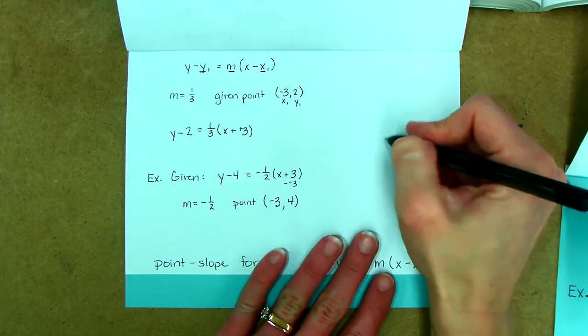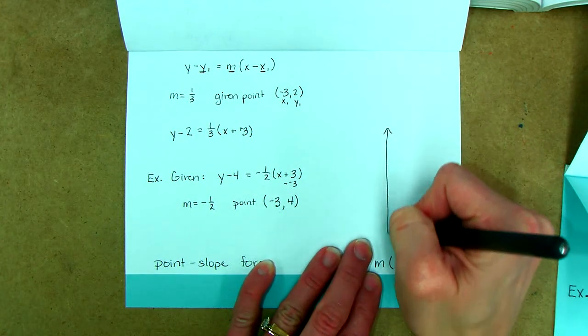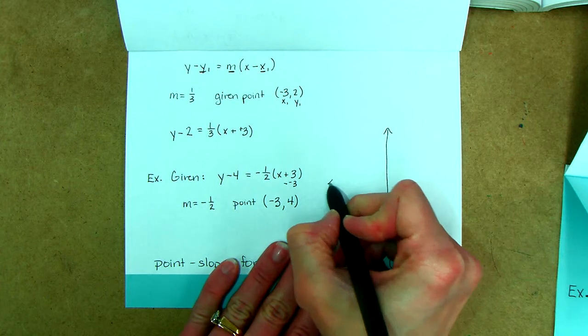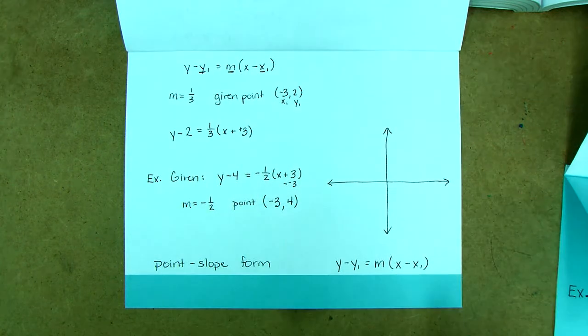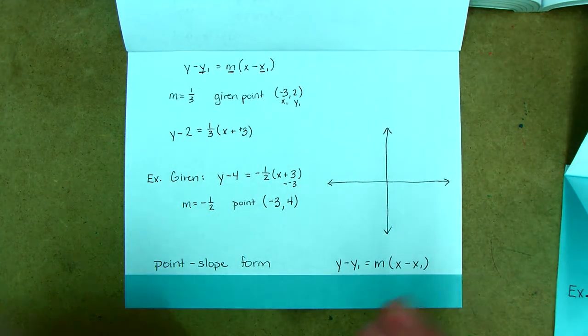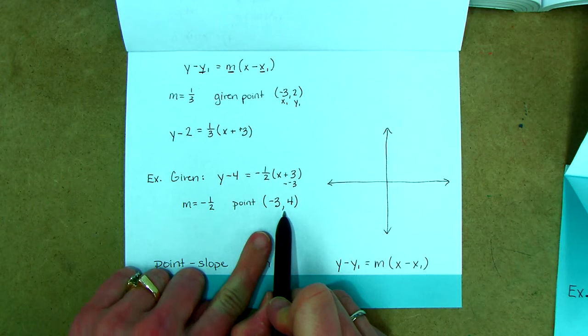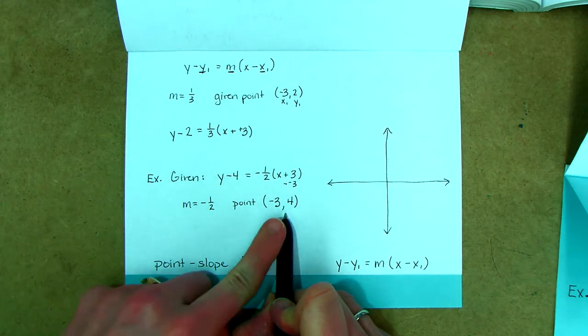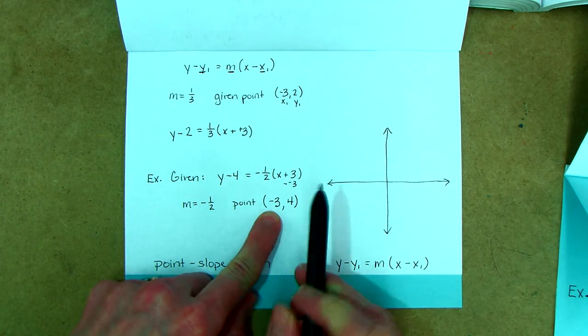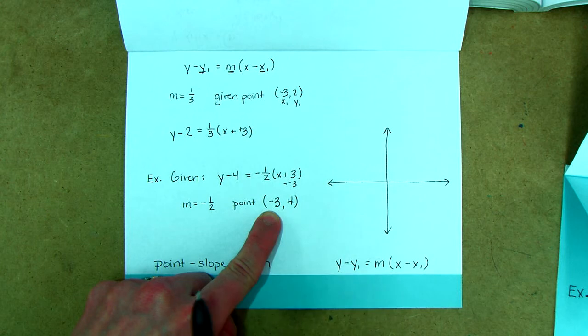And I can plot, before on the slope-intercept form we started with our y-intercept. Well, they don't give us our y-intercept, but I did give you a point. So I'm going to start at this point. Let's plot that point -3, 4. So that point is right here.